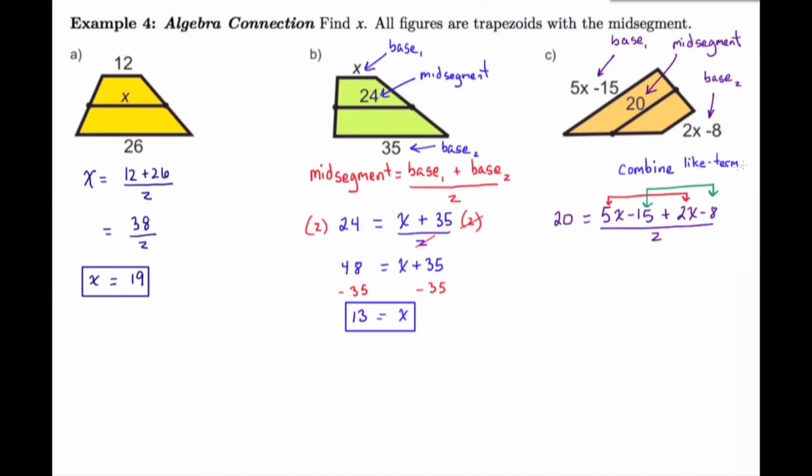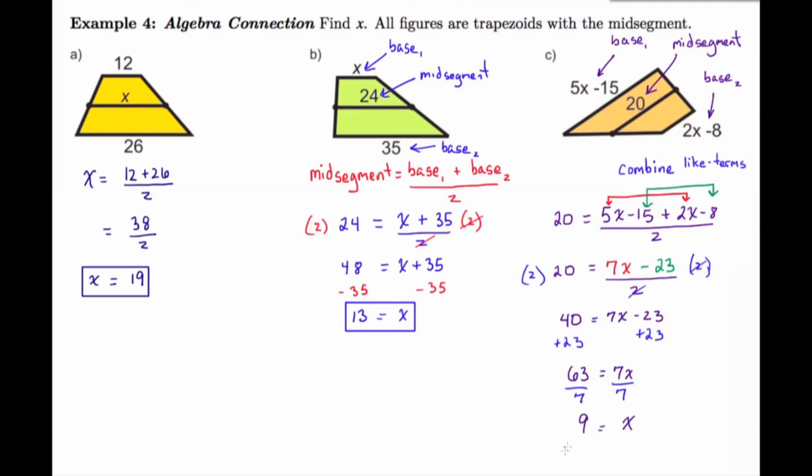So let's combine like terms. 5x plus 2x is 7x, and negative 15 minus 8 is negative 23. I can still multiply by 2 on both sides to clear the fraction. 40 equals 7x minus 23, add 23, and then I need to divide by 7, just simple algebra. 63 divided by 7 is 9.